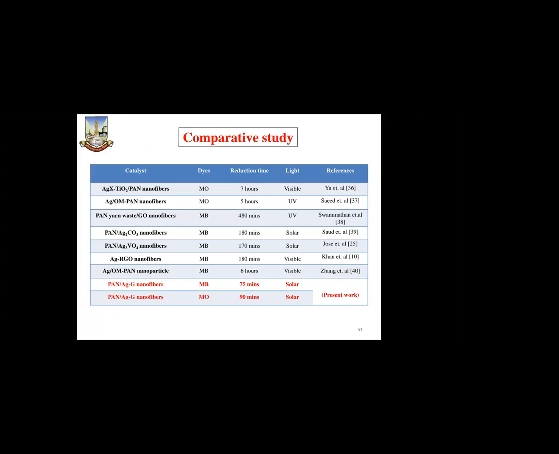This is the comparative study. PAN-Ag nanofibers for MB and MO show degradation at 75 minutes and 90 minutes under solar irradiation.